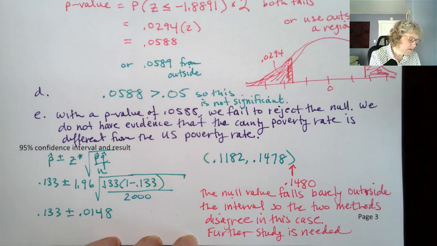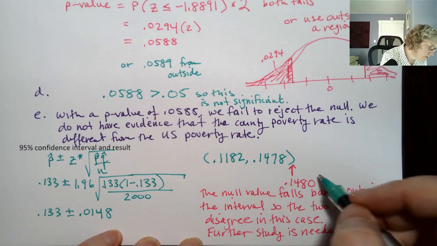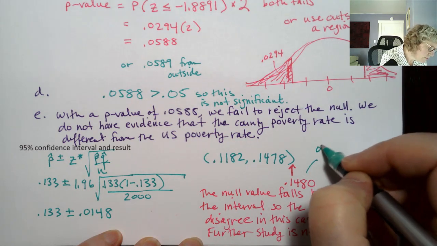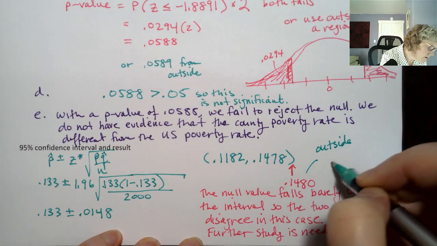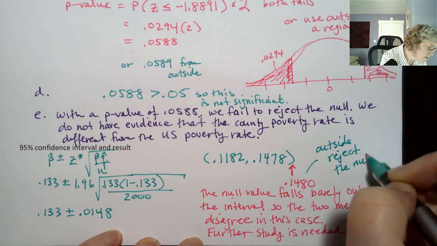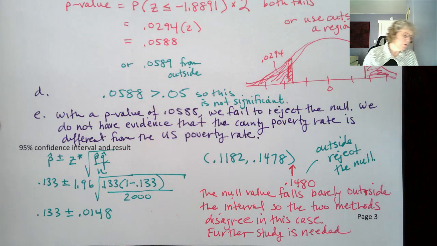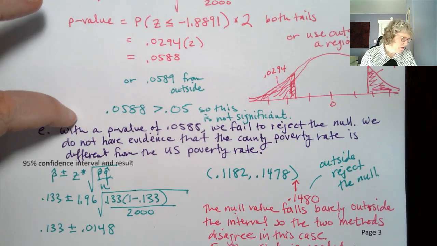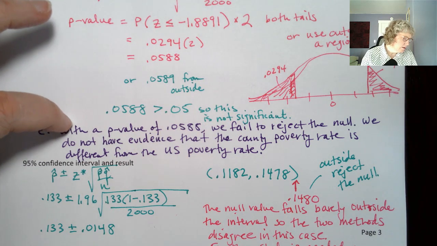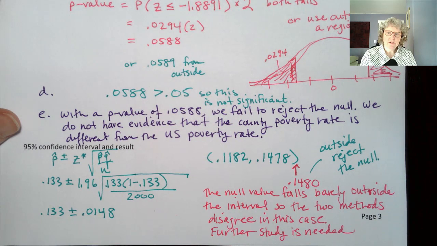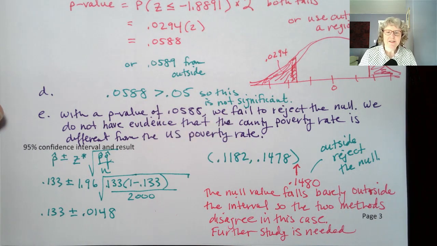So it's just outside. Since it's outside, we would reject the null, right? So that one supports rejecting the null, whereas with the hypothesis test, we did not reject the null. Okay, well, there's another example, and I'll see you in the next video.